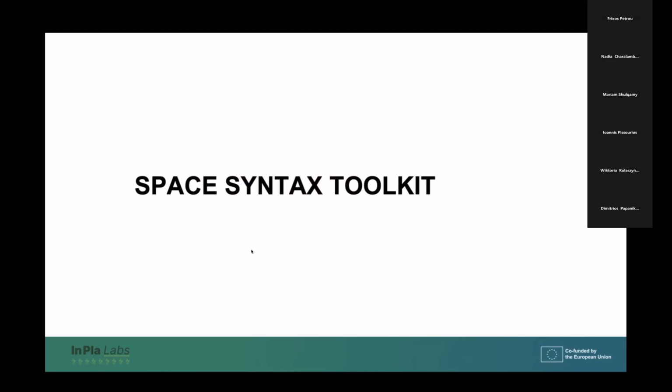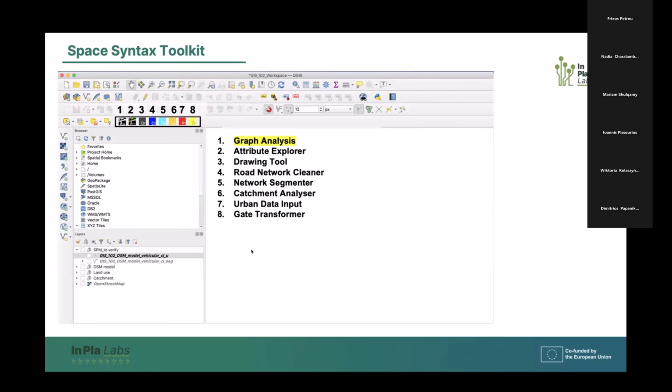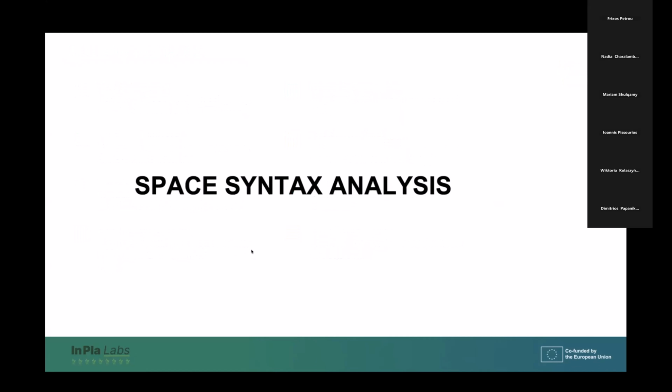Now, the Space Syntax Toolkit, as you know, is a free plugin that you can easily install into QGIS. And in the Space Syntax Toolkit, you can find another set of tools that you can use to analyze the built environment. Today, we're not going to talk about all the tools available in the toolkit, but instead we are going to focus on the graph analysis tool, which basically performs the space syntax analysis by remotely connecting to the DepthMapX software. And we will also introduce some of the functions of the network segmenter and the catchment analyzer.